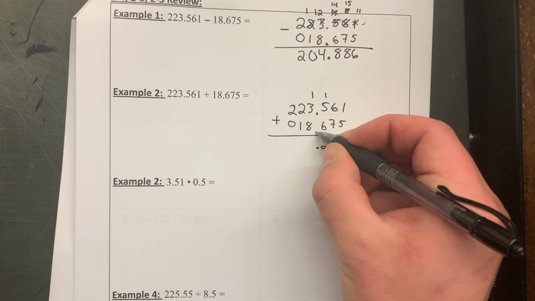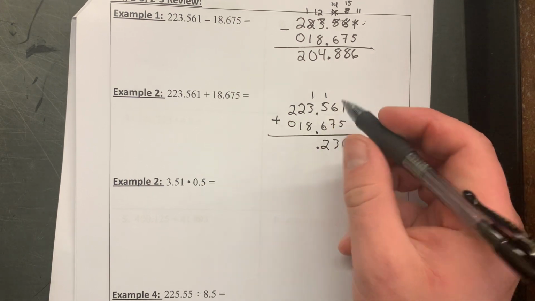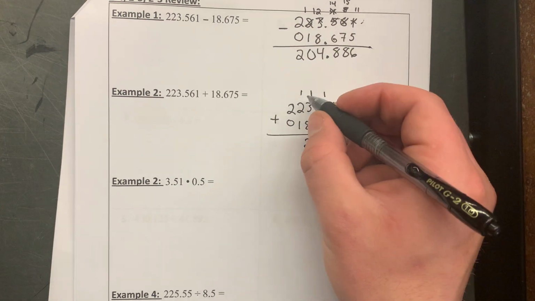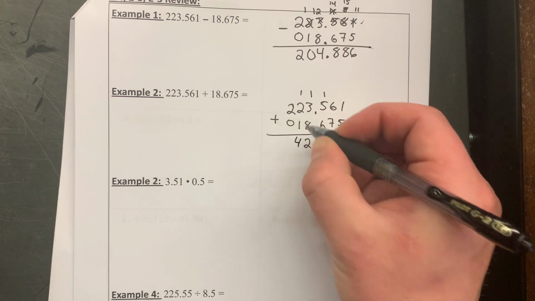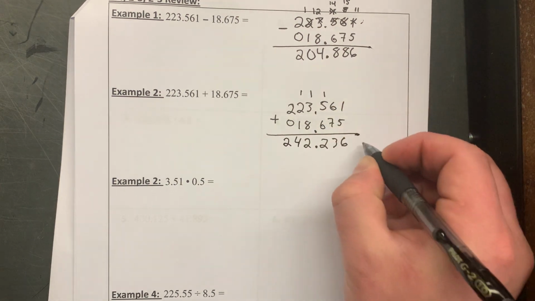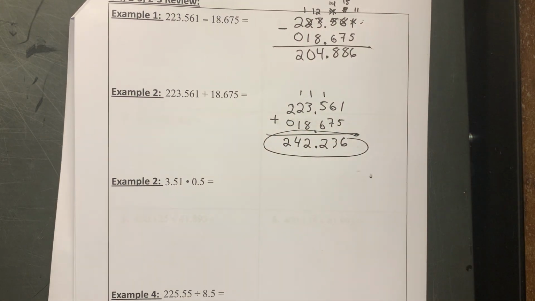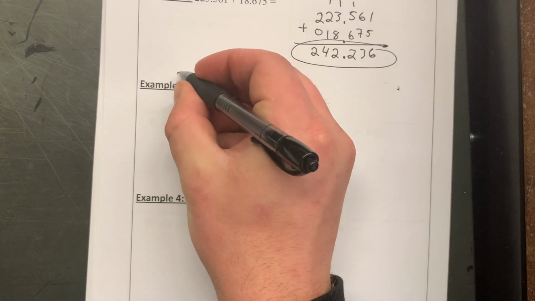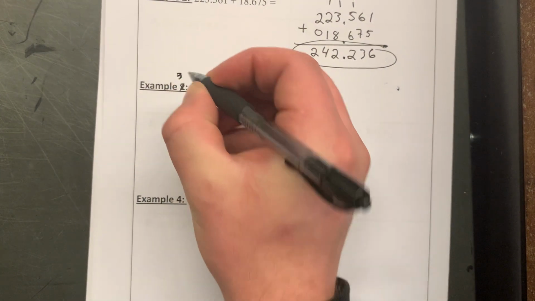I bring down my decimal point, notice that as well. I have 12, carry my new 10. 1, 2, and 1 is 4, 2 and 0 is still 2. My new answer. We move on down to example number 3. Oh, this should be example 3, so you can cross that off if you would like. Example number 3.